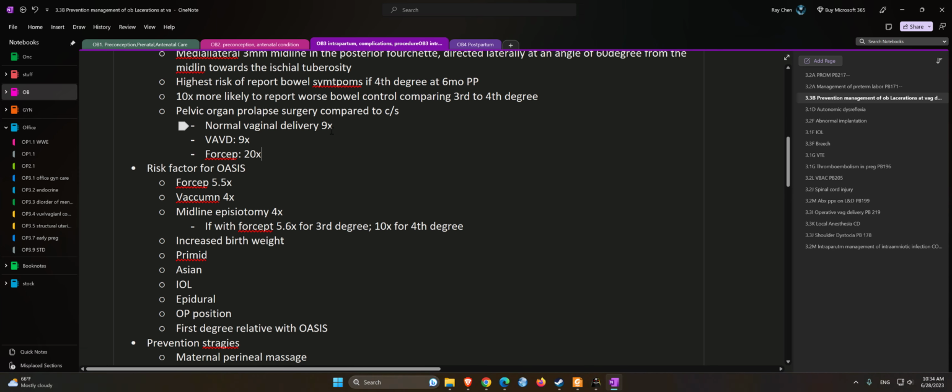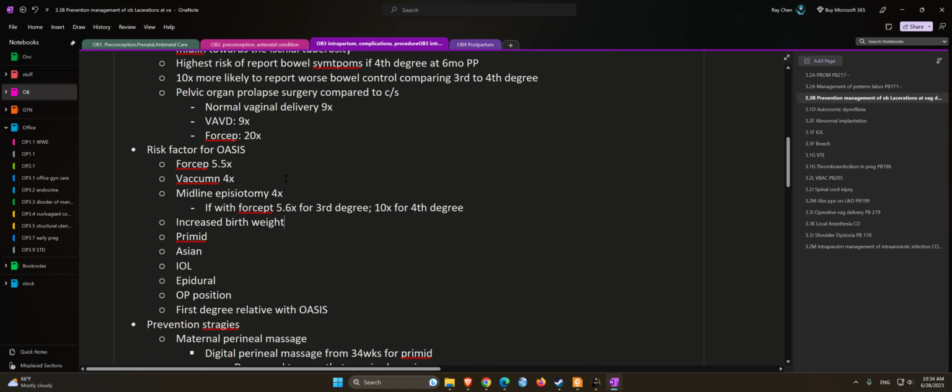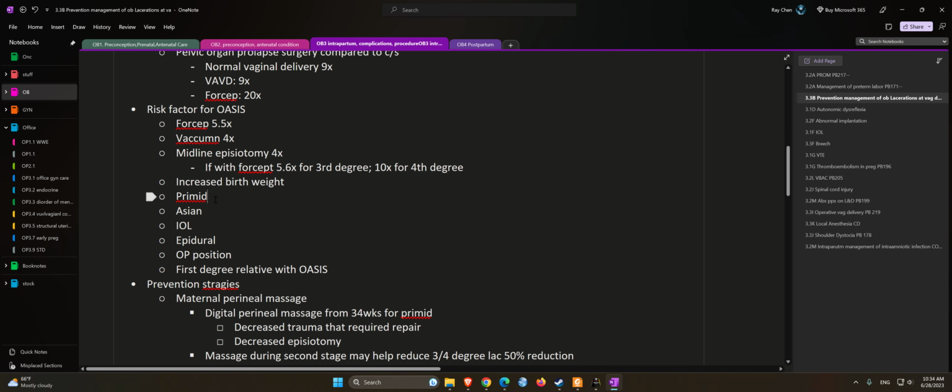Risk factors for OASIS. Forceps is 5.5 times, vacuum 4 times. Midline episiotomy is 4 times. If combined with forceps, it is 5.6 times for third degree and 10 times for fourth degree. Others include increased birth weight, primiparity, Asian ethnicity, induction of labor, epidurals, OP position, and first degree relatives with OASIS.